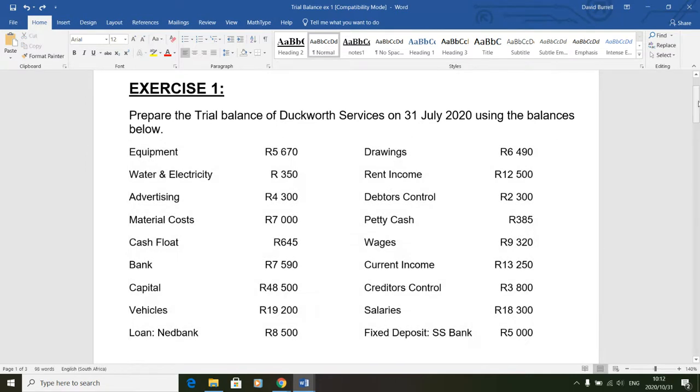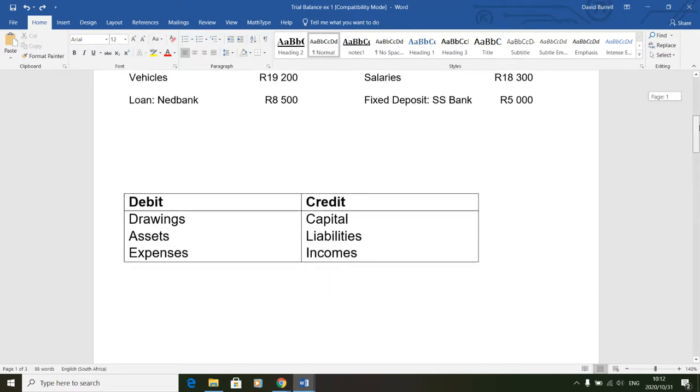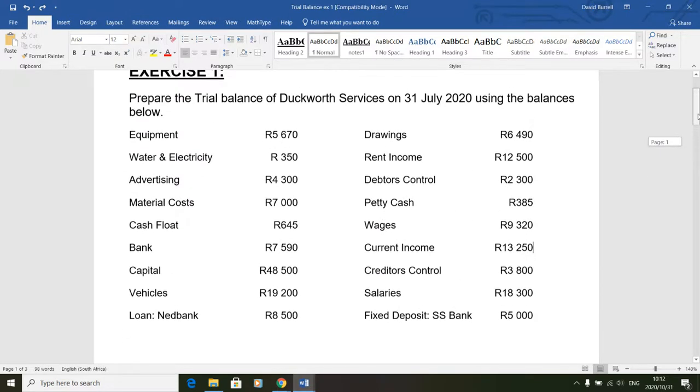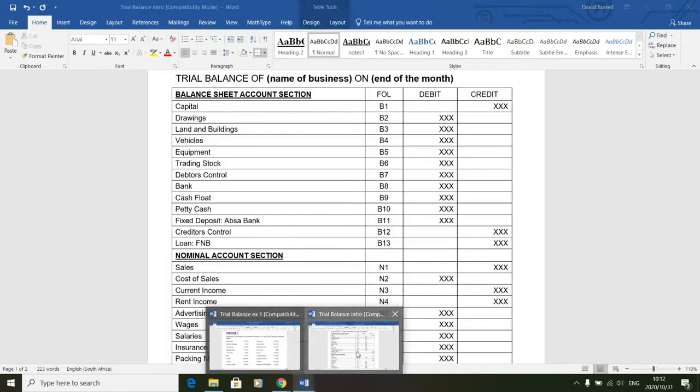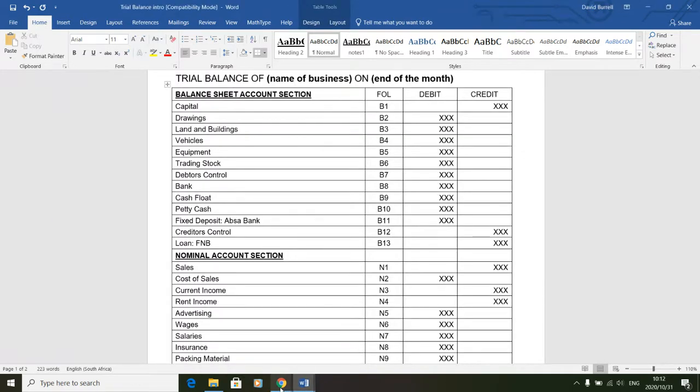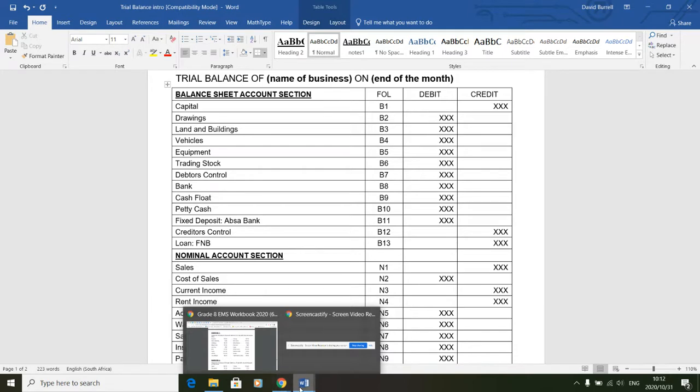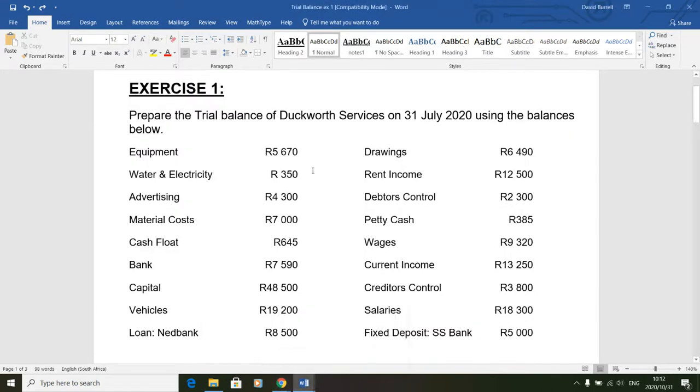So what I've done is just copied and pasted the summary that I had from my introduction. I'm also going to refer back to the template on page 96 in the workbook, this one over here, just because I think it's going to be useful in the beginning when we're doing our first exercise on this. But the first thing we have to do in the trial balance is put in the correct heading. So you need to put in the name of the business, Duckworth Services. Okay, over there you need to know what the name of the business is. You also need to know the end of the month date, 31 July 2020.